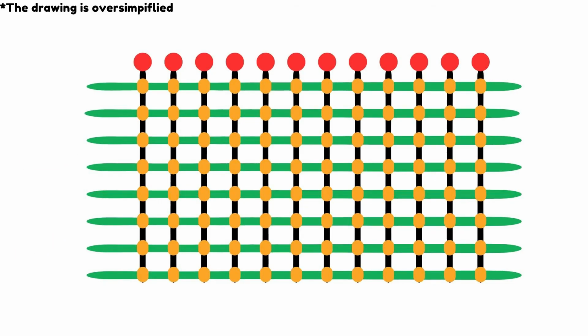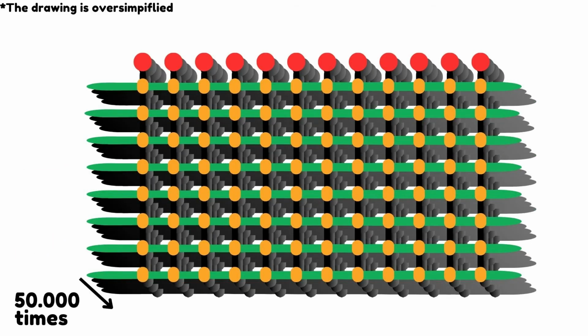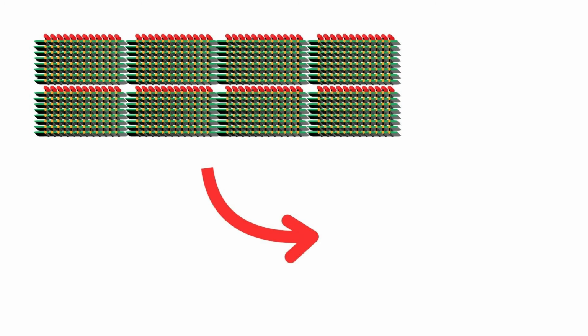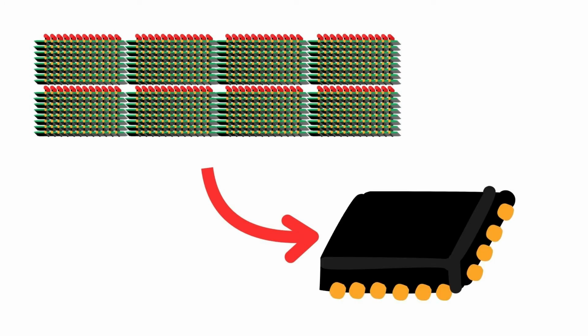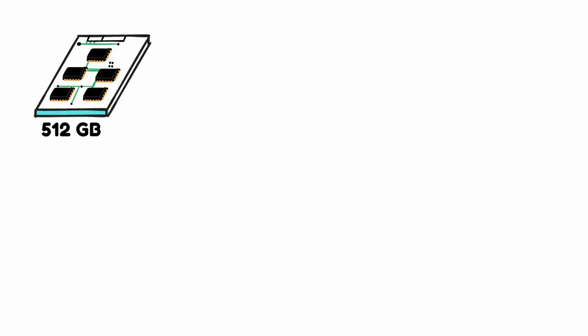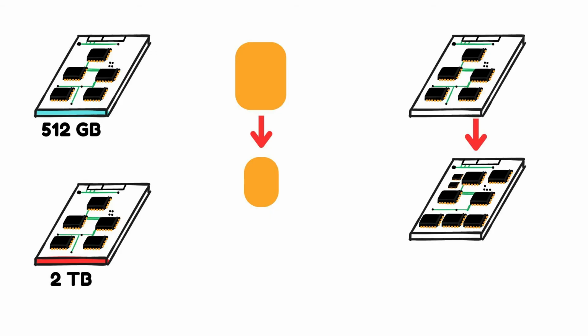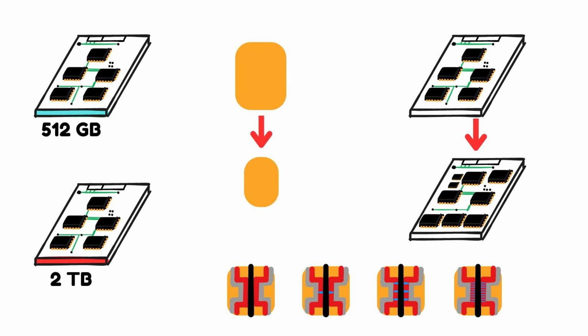Rows are further duplicated 50,000 times to form a block, which then connects to bit lines that transfer data. This entire layout is then duplicated 8 times and packed into a single SSD chip, typically around 2 cubic centimeters in size. In the modern era, engineers continue increasing SSD capacity by reducing the size of cells, so more can fit in the same space, using more chips or improving cell engineering.